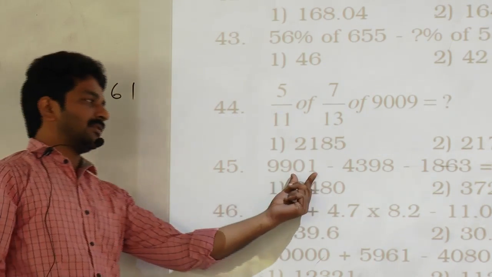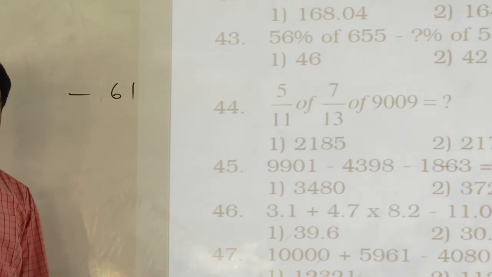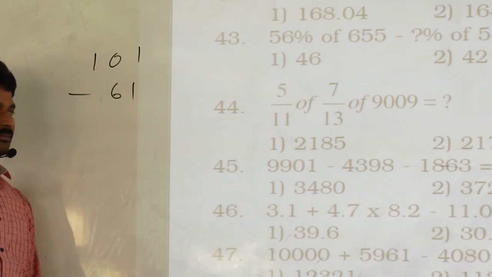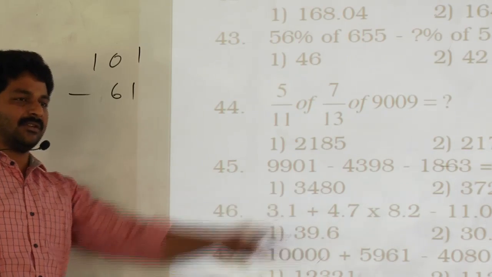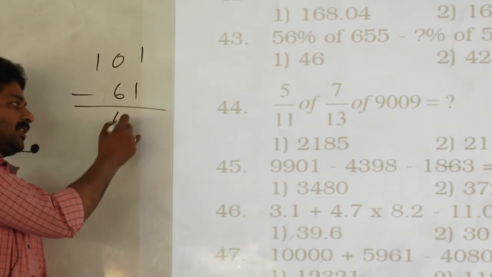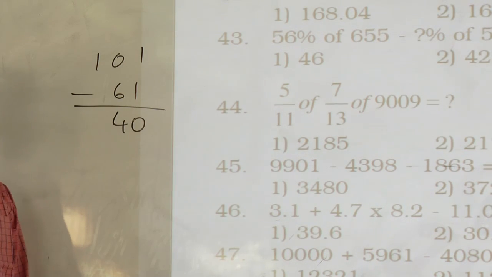What is positive number? 01. Can you subtract 61 from 01? No. You take it as 101. First number, treat this number as 101. Last 2 digits, minus 61. How much is that? 40. Last 2 digits should be 40. Which option? Fourth option.